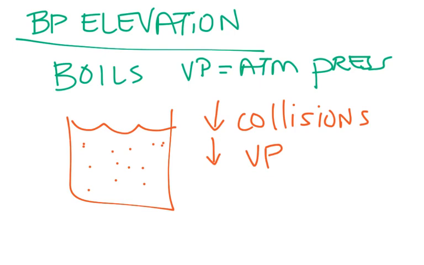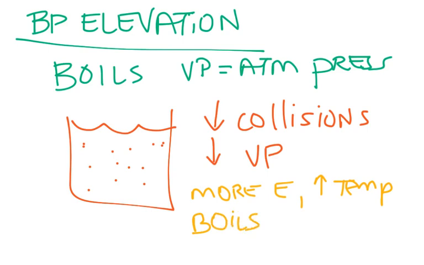Because there are fewer collisions between the water, there's actually less vapor pressure in that water. So because there's less vapor pressure, it actually takes more energy and thus a higher temperature to get that to boil. So it really does not boil faster. In fact, it actually takes longer to boil. It boils more slowly because it has to get to a higher temperature in order to boil.